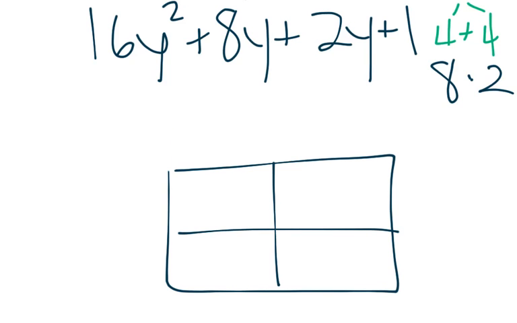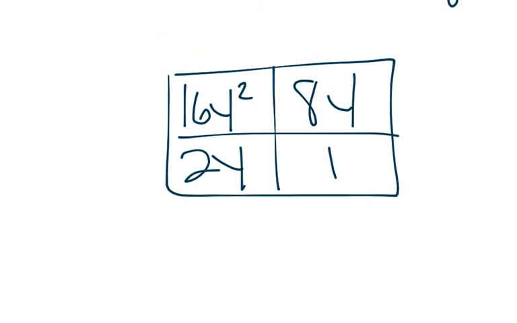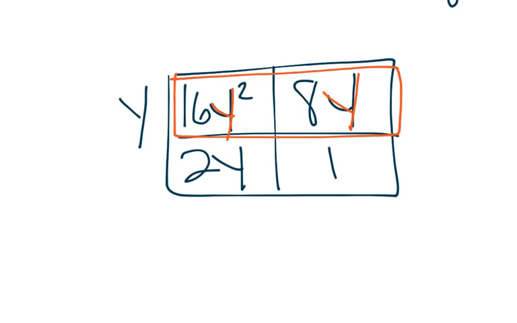So we have 16y squared plus 8y plus 2y plus 1. In our first row, they both have a y in common, so we can write down a y. And 16 and 8 are both multiples of 8, so we have 8y. In our second row, we have 2y and 1, which don't have anything in common, so we're just going to write 1.